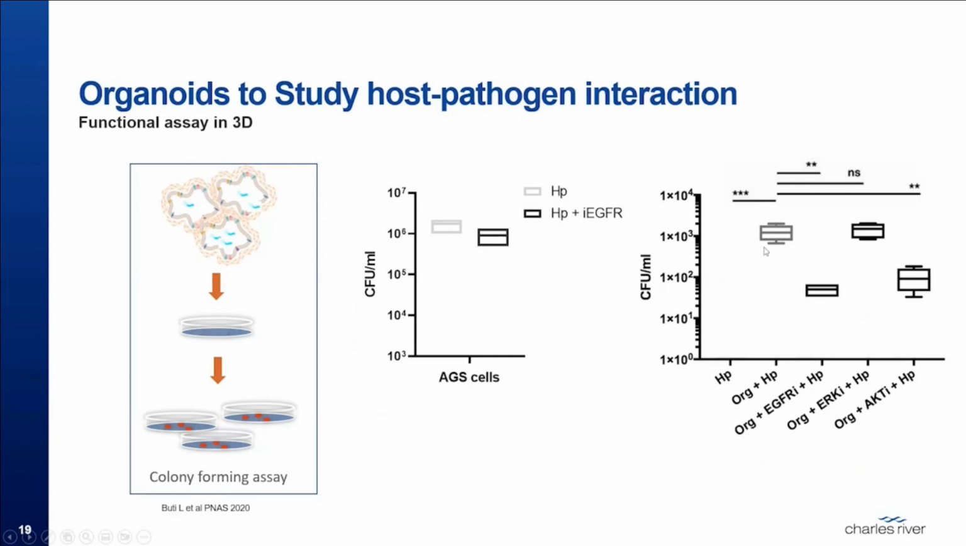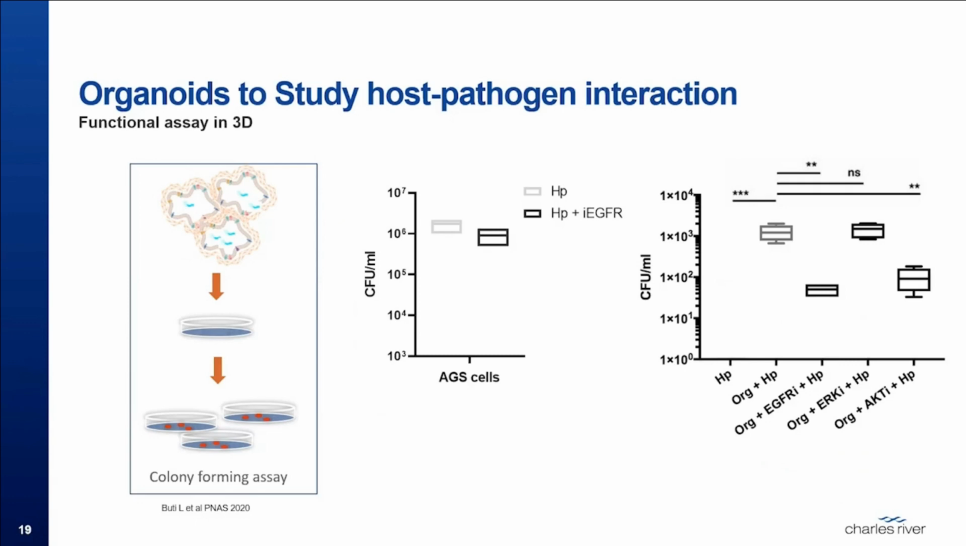Now, if you look at the right part of the slide, these are the results of the colony-forming assay in the organoids. And what you can see now is, when we infect the cells with H. pylori, we retrieve viable bacteria. But when we add an EGFR inhibitor, the number of viable bacteria retrieved statistically decreases. And this is true as well when we use an AKT inhibitor. Interestingly, if we target a downstream pathway of EGFR, in this case ERK, we don't see this effect anymore.